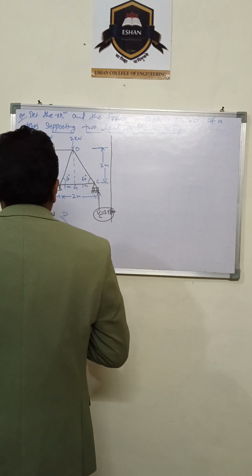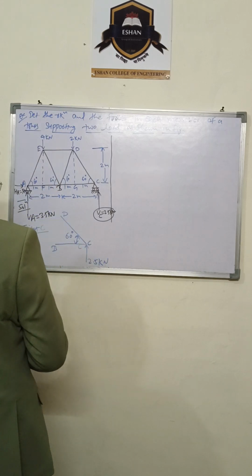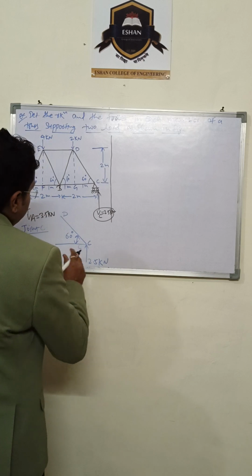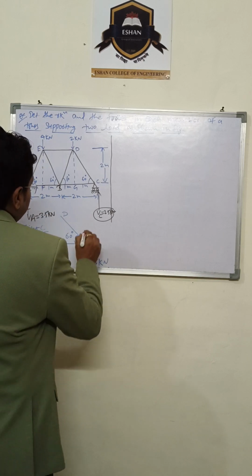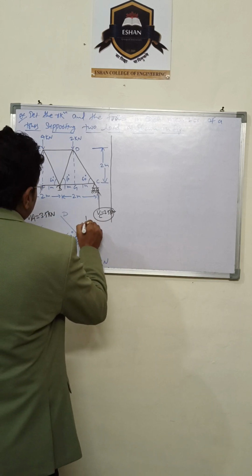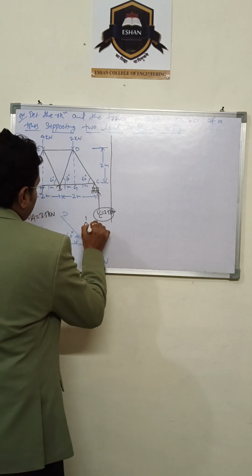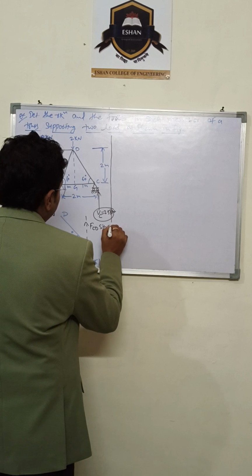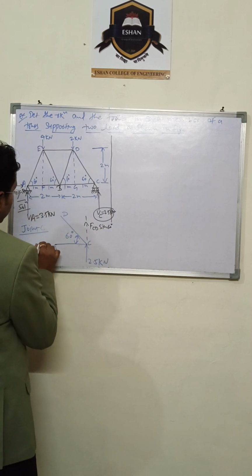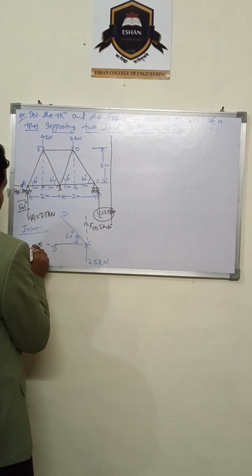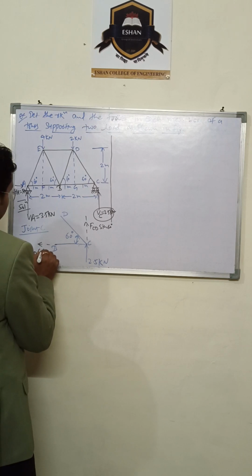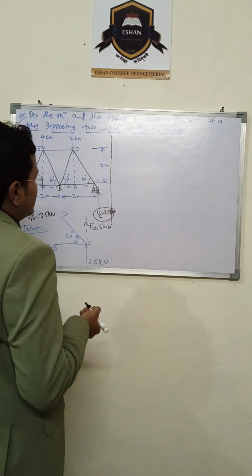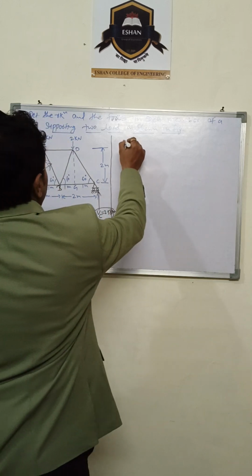At point C, CD is the inclined member. That means two components are to be developed. The first one is the vertical component, FCD sin 60 degree, and the next one is the horizontal component, FCD cos 60 degree. Now apply the simple equilibrium conditions.